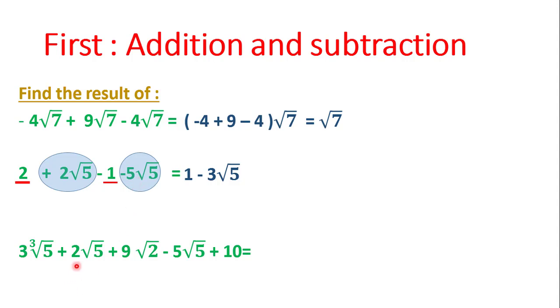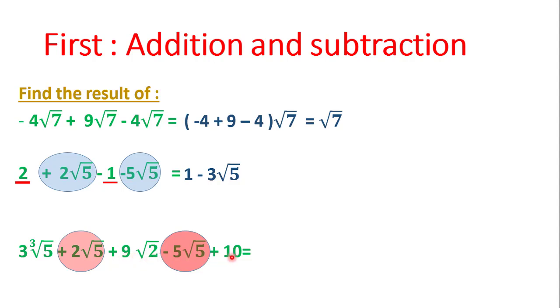The next one here, we will look for some like terms. We have 2 root 5 and negative 5 root 5. All the other terms are unlike. So now let's add 2 root 5 and negative 5 root 5. It means I write root 5 and 2 minus 5 is negative 3. The sign of the greater, and subtract. So negative 3 root 5.